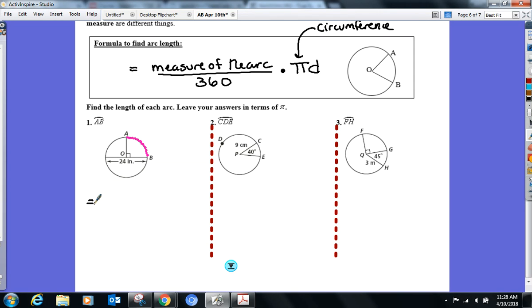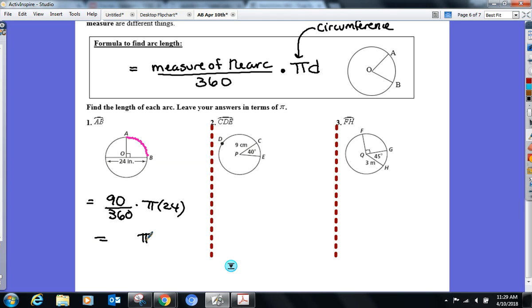So I want to find the length, not the measure. The answer's not 90 here. 90 is the measure of the arc. I'm looking for how long it is, and I already gave away part, Mike, but what is the measure of this arc? It is 90. Everyone all right? Why? Because the central angle is 90 over 360 times pi. What's the diameter here? 24. And you guys just started yelling at, leave pi in your answer. Okay, I will.